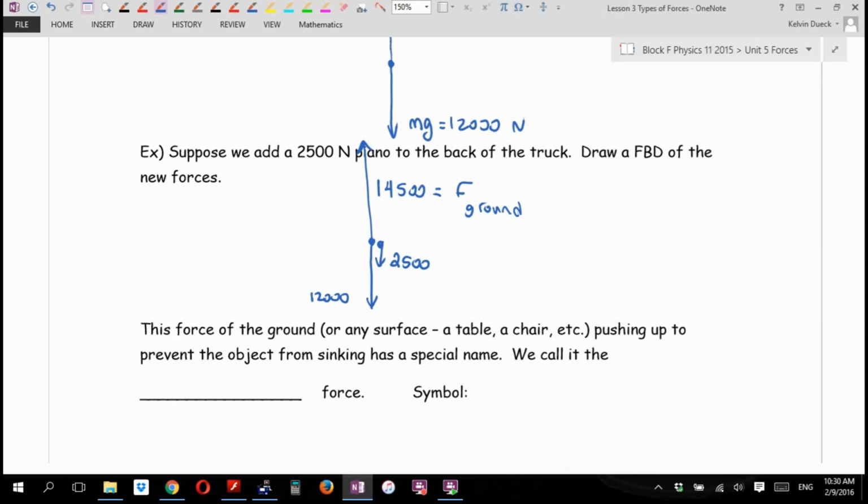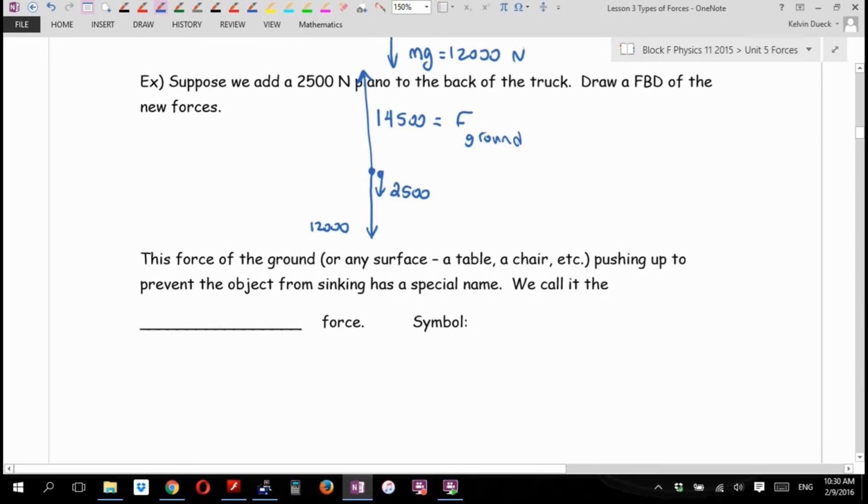any surface pushing up to prevent the object from sinking has a special name. We call it the normal force. Symbol Fn.